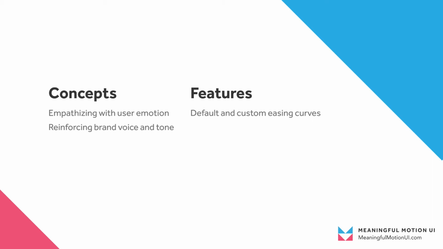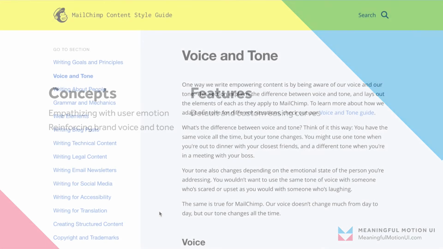MailChimp has a great example of this in their content style guide. It's more targeted toward content and writing, but it's easy to see how it can be applied to motion as well. Let's take a look.